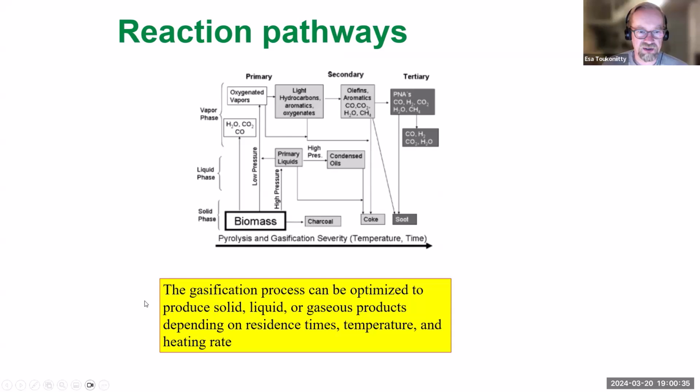So actually the idea is more or less what I tried to illustrate. The gasification process can be optimized to desired products by changing the reactor conditions, residence time, temperature, heating rate, and so on. And this tells that you get quite complicated mixtures of different products in principle.